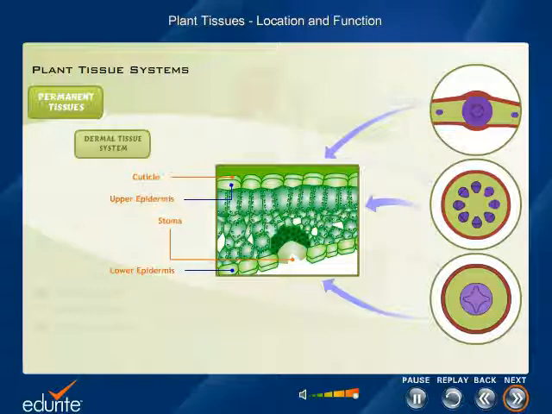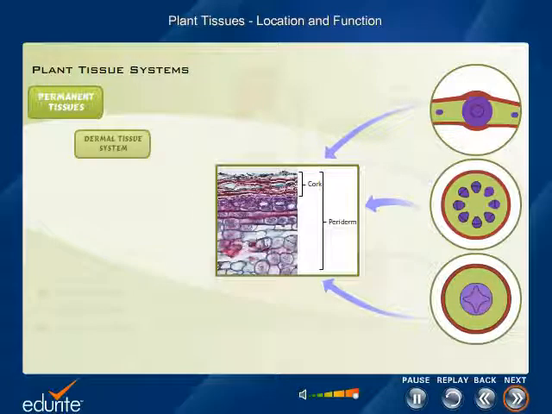The epidermis is a dermal tissue that is usually a single layer of flattened cells covering the younger parts of a plant. It secretes a waxy layer called the cuticle that inhibits water loss. In older stems and roots, the epidermis may be replaced by the periderm, which provides protection while permitting gas exchange. Some of the many types of cells in the epidermis are shown here.